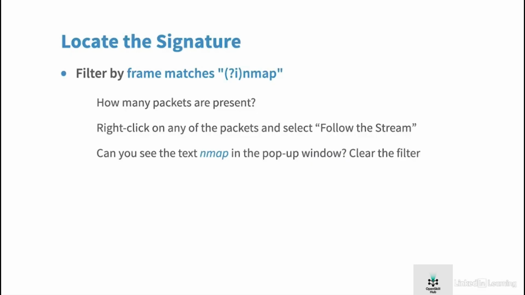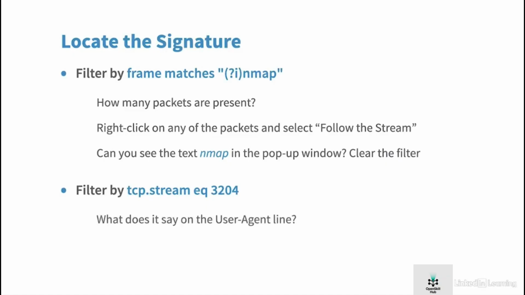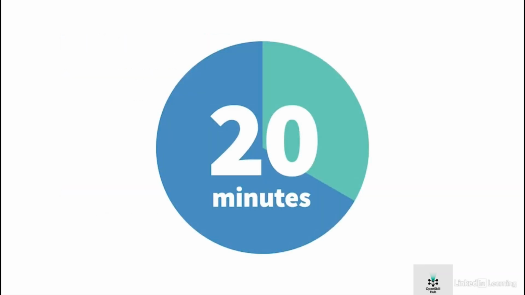Clear the filter. And then finally, you'll filter by tcp.stream equals 3204. Take a look at the results. What does it say on the user agent line? This challenge should take you about 20 minutes. Good luck!